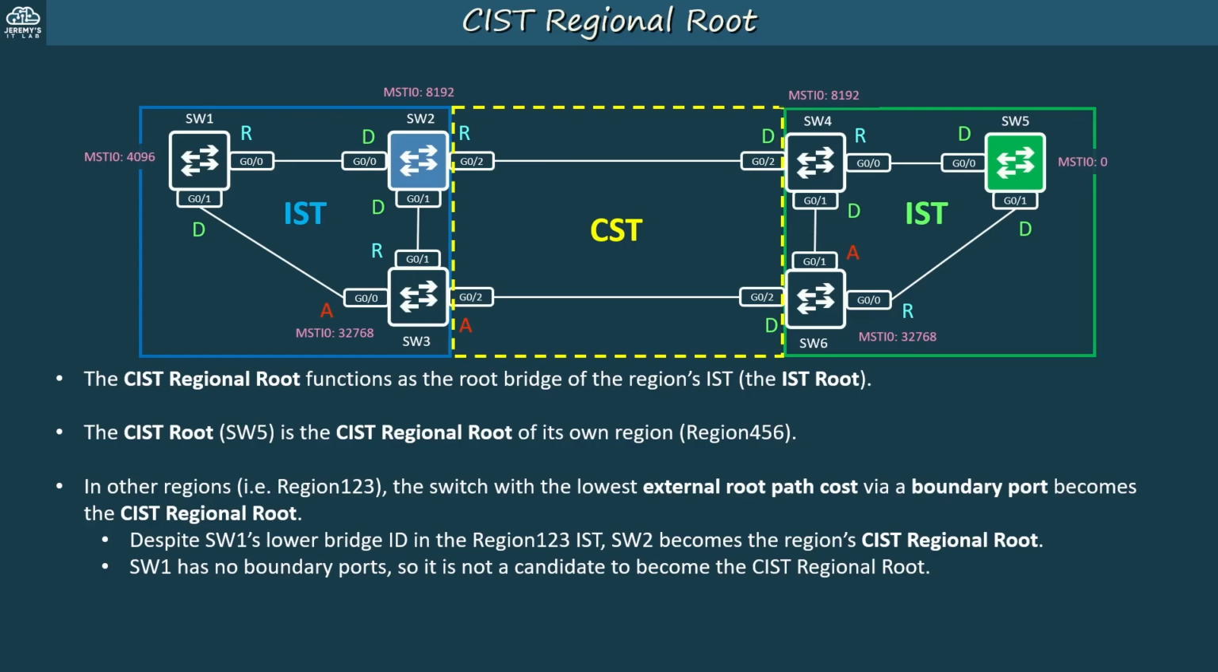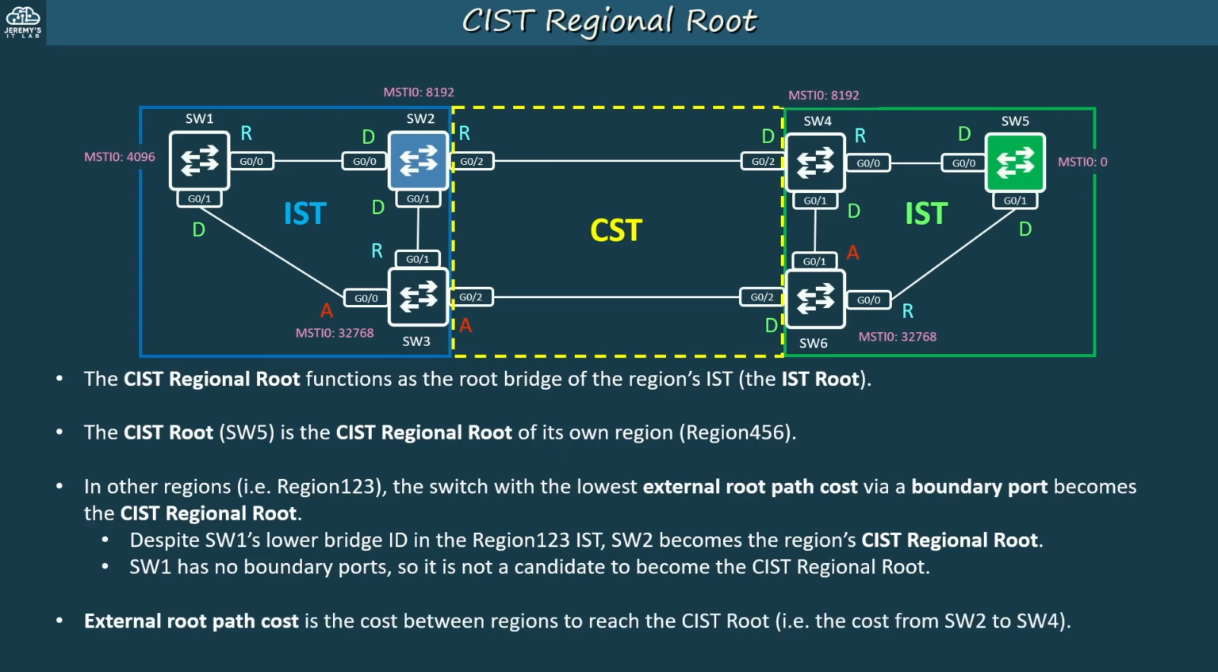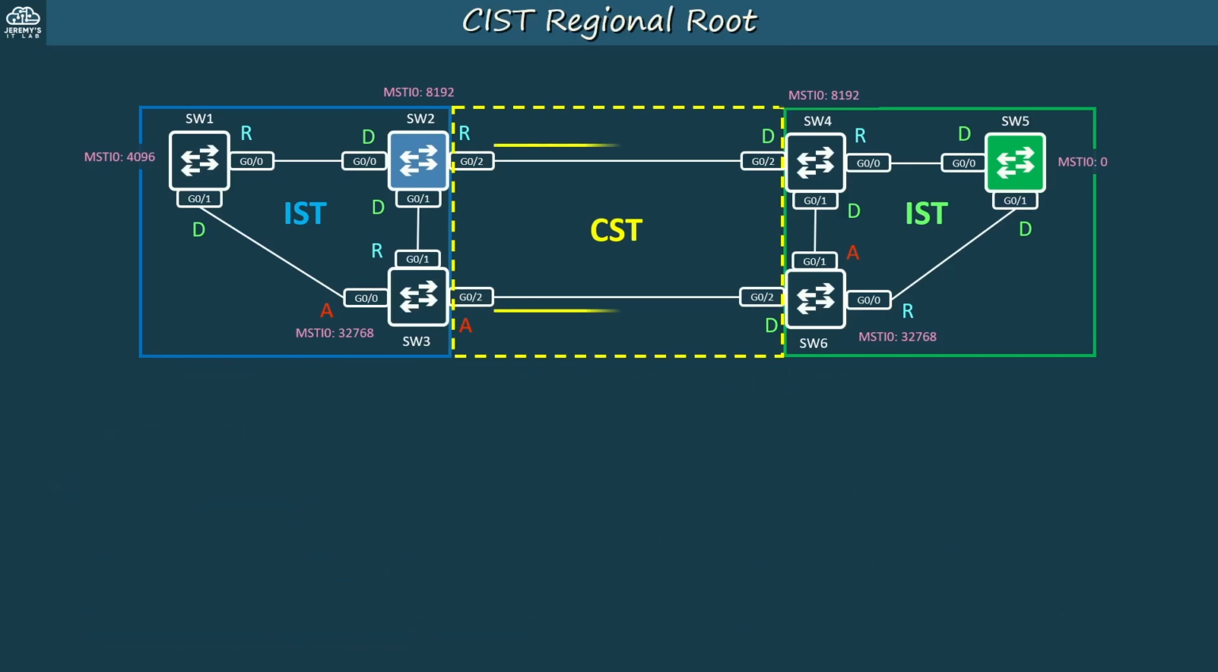To see why switch 2 was selected over switch 3, let's first examine what external root path cost is. External root path cost is the cost between regions to reach the CIST root. For example, the cost from switch 2 to switch 4, which is 20,000 because these are gigabit Ethernet ports. External root path cost doesn't include the internal root path cost, for example, the cost from switch 4 to switch 5 within Region 456. Let's take a look at the external root path cost of switch 2 and switch 3. So both switches have an external root path cost of 20,000, the standard gigabit Ethernet cost.